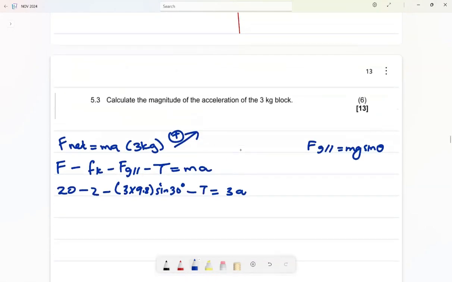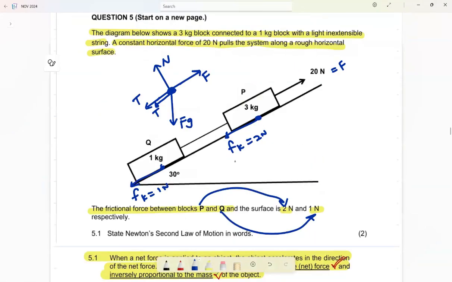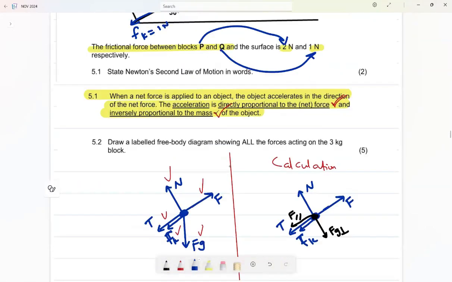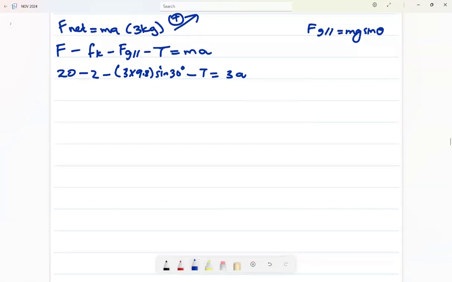All right. So let's continue now with our calculations, whatever I can do. So let's take tension to the other side. Okay, just punch this on a calculator. When you punch that on a calculator, it's gonna be 20 minus 2, 20 minus 2 minus 3 multiplied by 9.8 multiplied by, don't forget the sine.